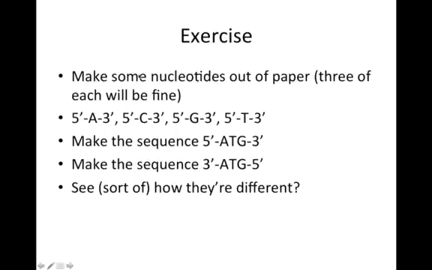So here's an exercise that I suggest you do. Make some nucleotides out of paper. So that would mean just have a box of paper that says 5', A, 3', and then another one with C, another one with G, another one with T. And actually for this exercise, probably one of which will be different. And then make the sequences 5' ATG 3' and 3' ATG 5', and just have a look at them and see that they're not the same structure, they're not the same sequence, they're a different relationship between the nucleotides. So I'll leave that for you to do and just continue on with the video.